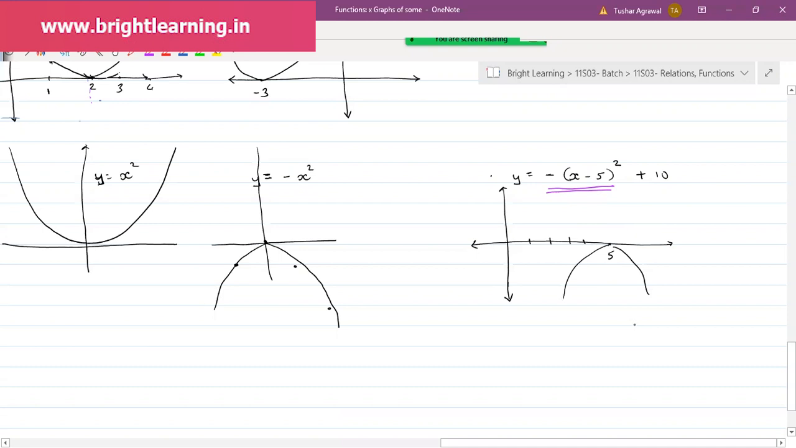Correct? And now I want to add 10 to it, or let's say, to avoid dirtiness in the diagram, I'm making it minus 10 to make the diagram a little bit neat and clean. Negative of (x minus 5) whole square I have drawn, and now subtraction of 10. So this U will shift downward, and it will be symmetrical about this axis. Clear?